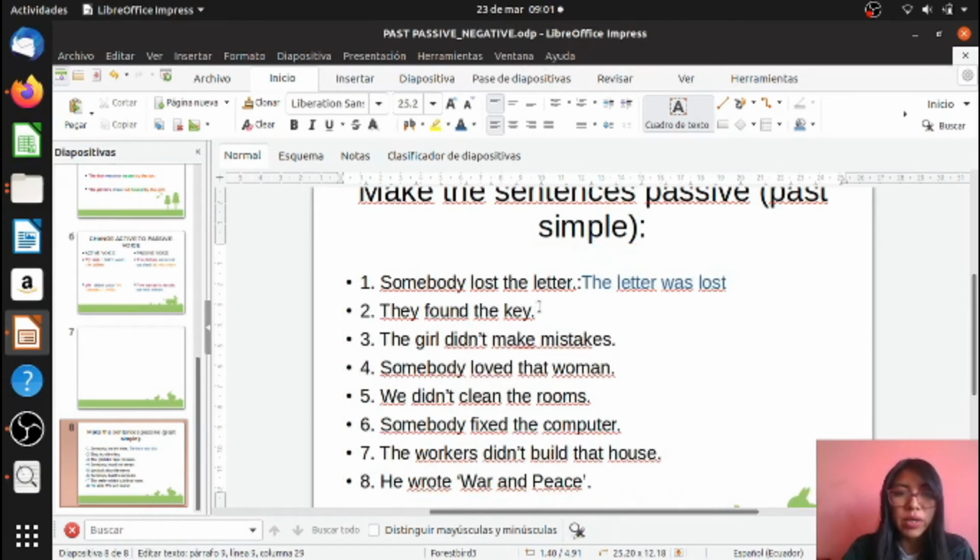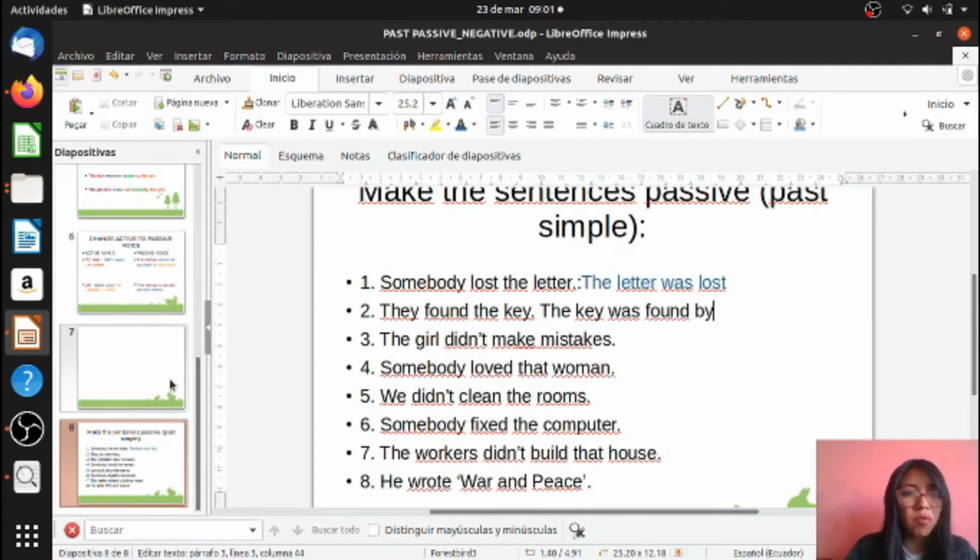In this case, we have they found the key. We are going to change. We are going to use the key found. Was, because that is singular, we have to use the verb in the same way in this case. Found. That is correct, but I can use my object pronouns.